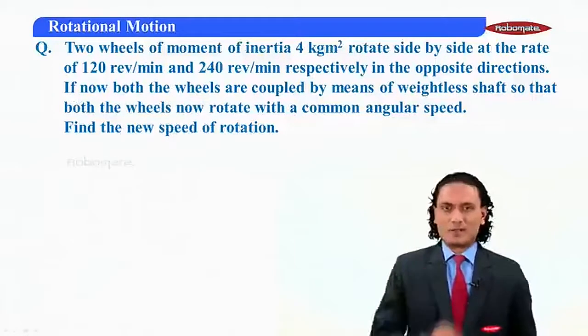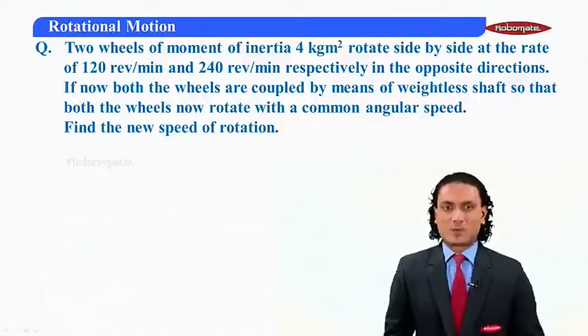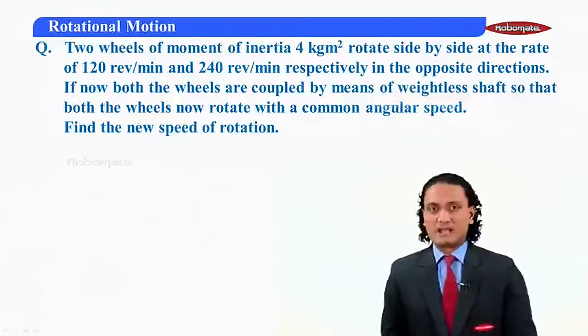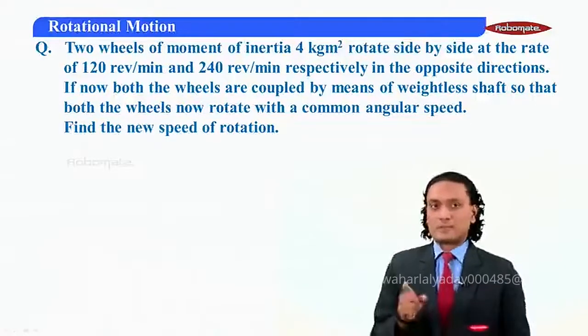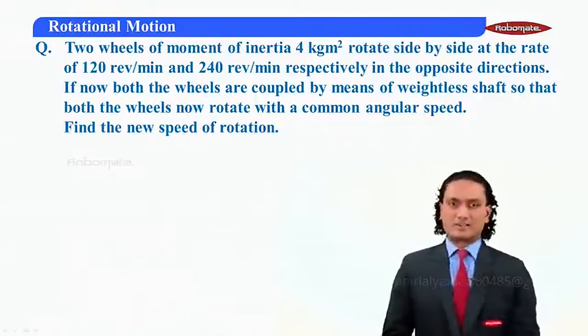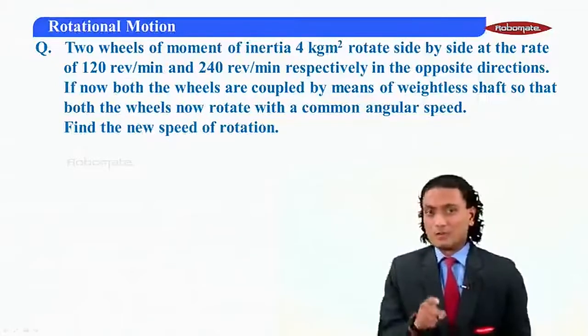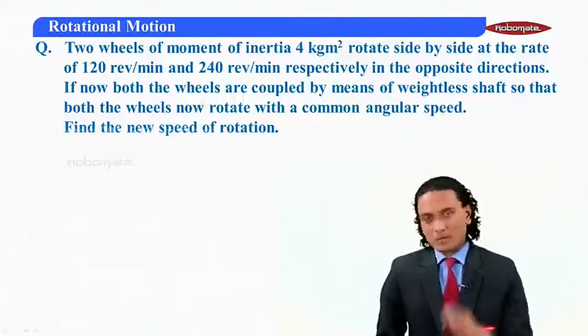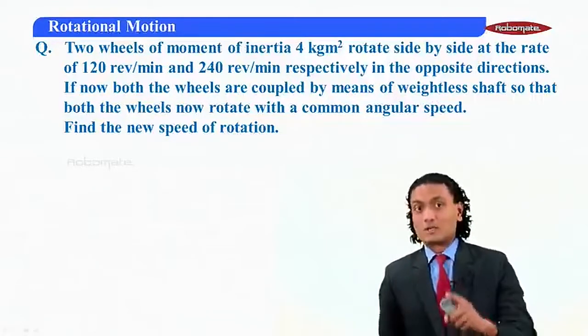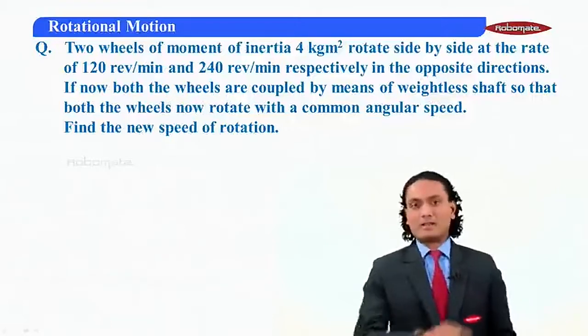Two wheels of moment of inertia 4 kilogram meter square rotate side by side at the rate of 120 rpm and 240 rpm respectively in the opposite directions. If now both the wheels are coupled by means of a weightless shaft so that both the wheels now rotate with a common angular speed, find the new speed of rotation.